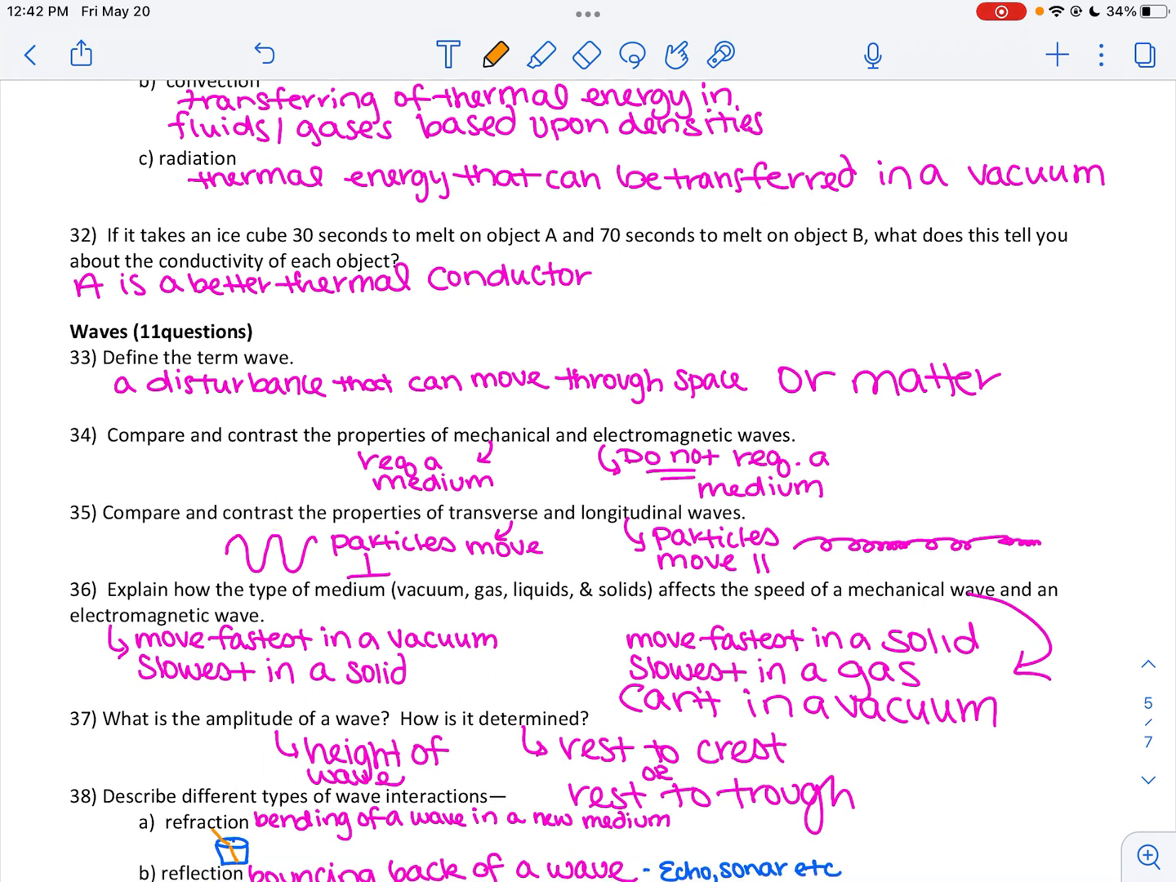The faster something melts, the better conductor it is. The slower something melts, the better insulator it is, because it's not allowing that heat to move through it very quickly. Okay.